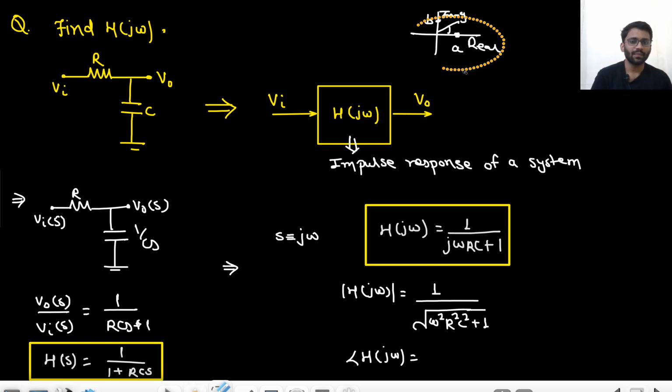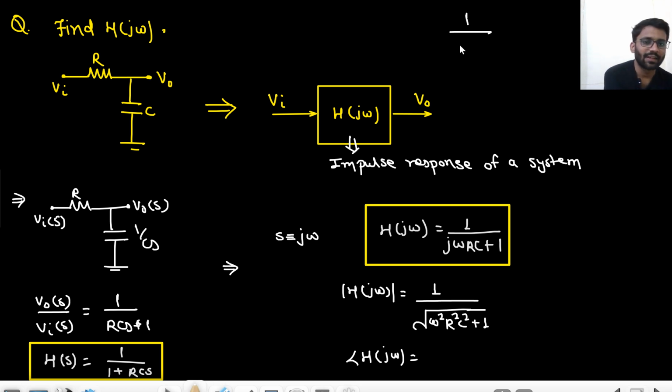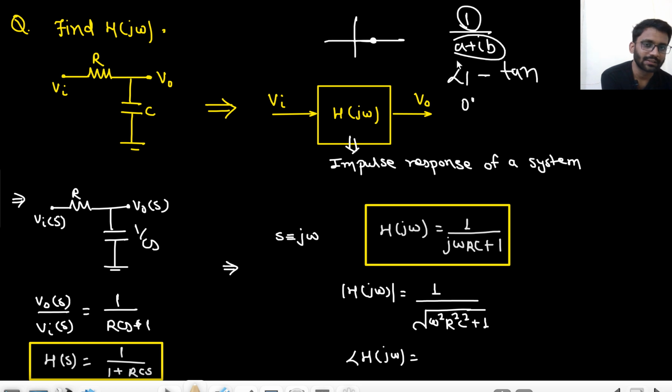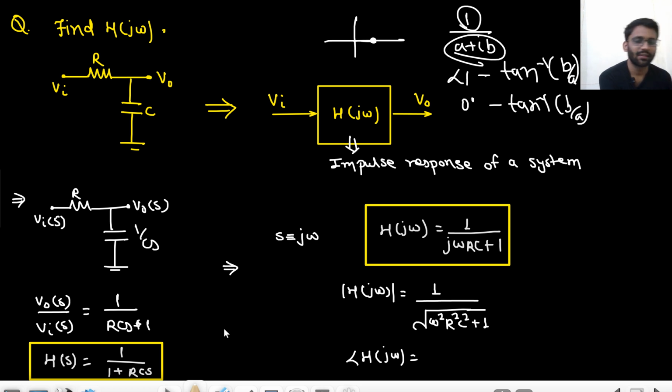When something is written like 1 by (a + ib), that means first you are taking the angle of this one. The angle of this one will be on the real axis only, no? So it will be 0 degree minus the angle of this. The angle of this would be b by a, so the final angle would be tan inverse b by a. Got my point? So what will be the angle of this?